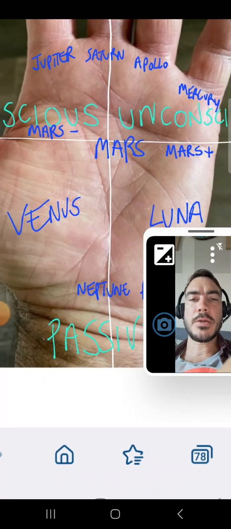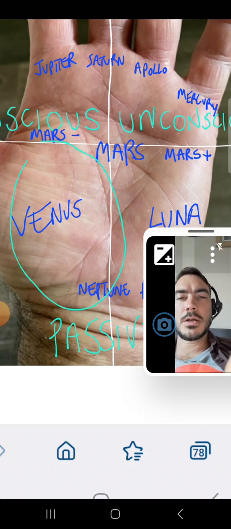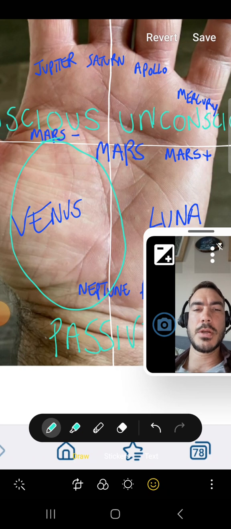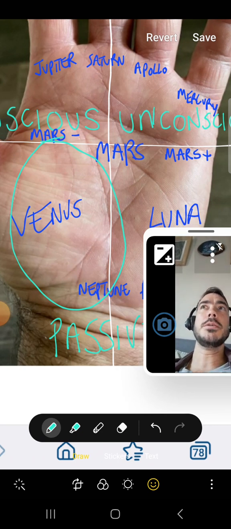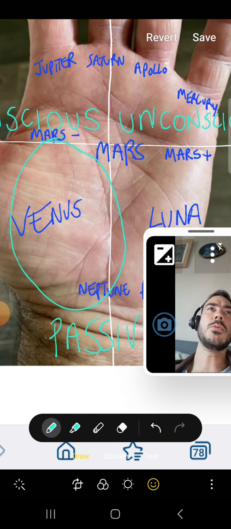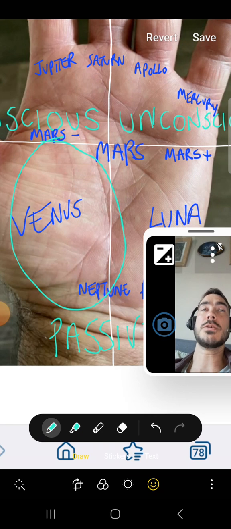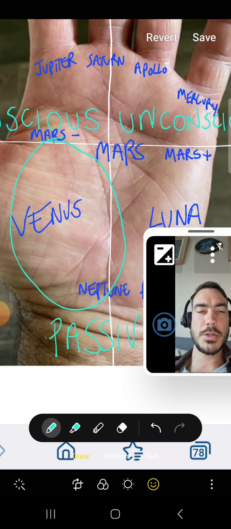So a Venus mount that actually flows over into the unconscious is someone who is unconsciously very aware of their environment, very loving, very giving, and may even have a harmonious nature with nature and animals and others, but also may have a preoccupation with others in perhaps even a sexual way as well.